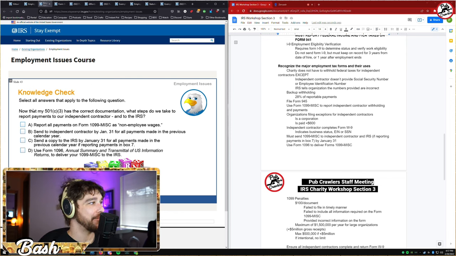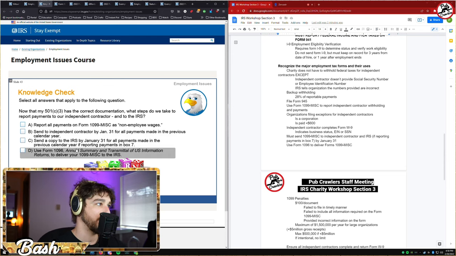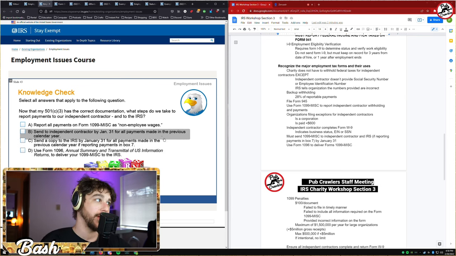Now that my 501c3 has correct documentation, what steps do we take to report payments to our independent contractor and to the IRS? Report all payments on Form 1099-MISC as non-employee compensation. Send to the independent contractor by January 31st for all payments made in the previous calendar year. Send a copy to the IRS by January 31st for all payments made in the previous calendar year if reporting payments in box 7. Is it all of them? It is. Use Form 1096, Annual Summary and Transmittal of U.S. Information Returns, to deliver your 1099-MISC to the IRS.